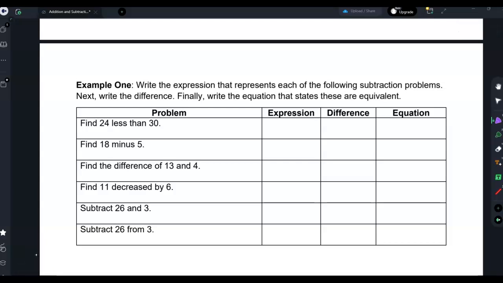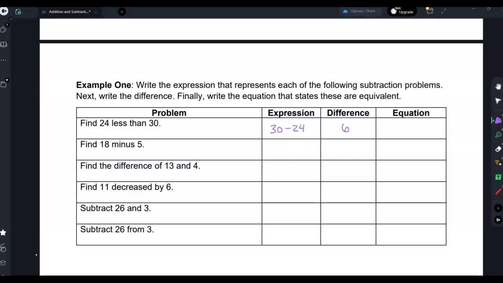So 24 less than 30 means we're subtracting 30 minus 24. Notice how even though I've said the 24 first and then the 30, we've written it as 30 minus 24, because if it's 24 less than 30, whatever it's less than would come first in my subtraction problem. So that would be my problem or my expression. And then I could just subtract that. 30 minus 24 gives me a difference of 6.